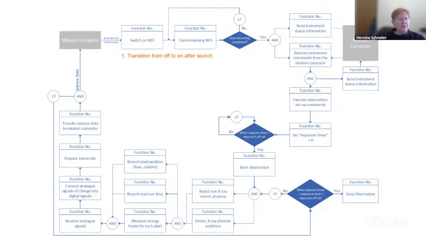So your very first block you see is the transition from off to on, and there are certain things your system will need to do. Then, following on, you will go into a phase of commissioning the instrument. And when that's done, you are ready. And you can then see the next step is to send instrument status information to the mission computer.